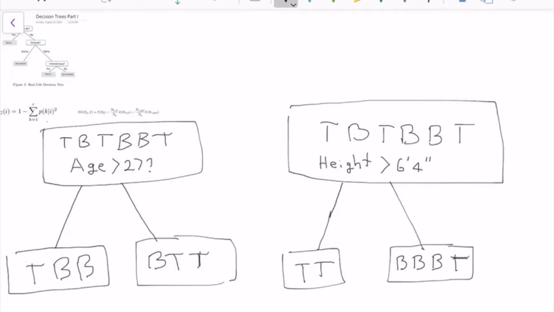So, asking the first question probably doesn't really make much sense. But for the second question, it does make sense. I think if you're taller, you're more likely to enjoy playing basketball because you're better at it, right? So maybe there is something there. And if we actually look at what happens when we ask these questions on the data, you can see which question is better, right?